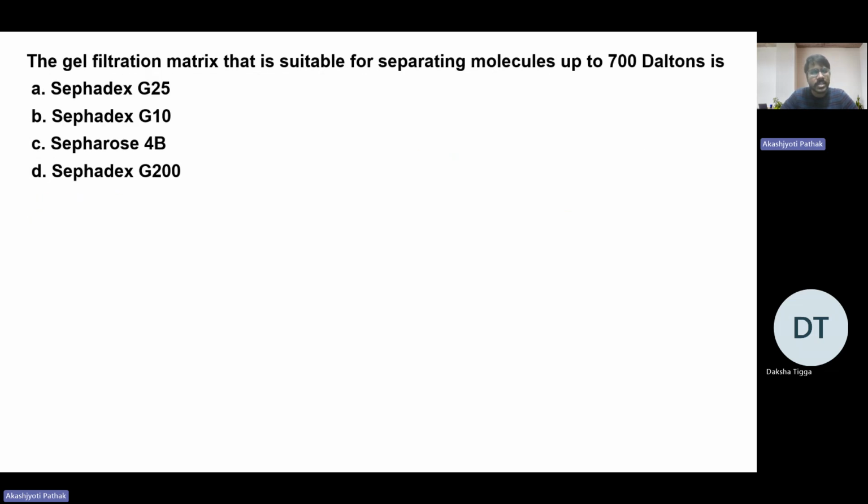Okay. Now moving to the next question. The gel filtration matrix that is suitable for separating molecules up to 700 Dalton. So what was it? This number actually indicates the pore size. Okay, the smaller this value, the lesser will be its fractionation range. So G10 has a very small pore size. As a result, it can only separate molecules up to 700 Daltons. Okay, up to 700 Daltons. Answer is actually Sephadex G10.